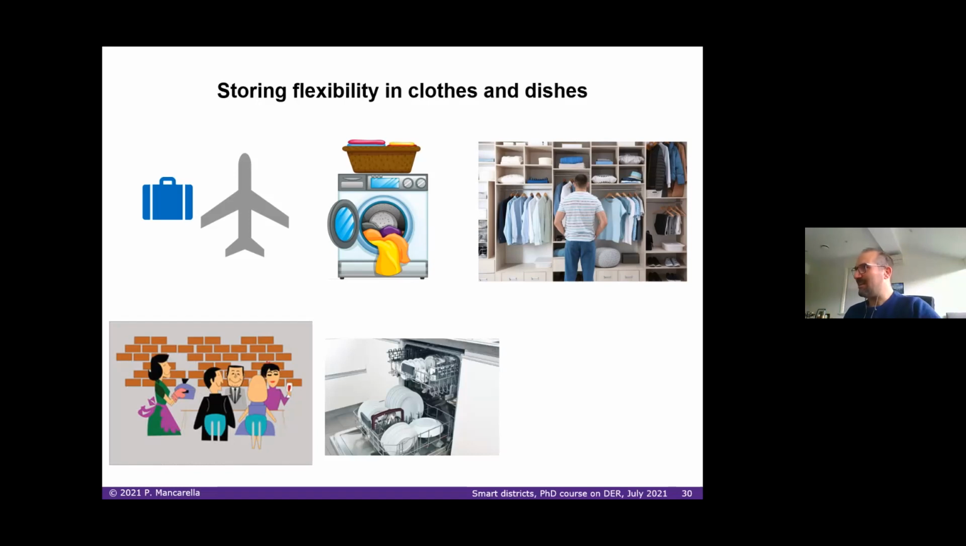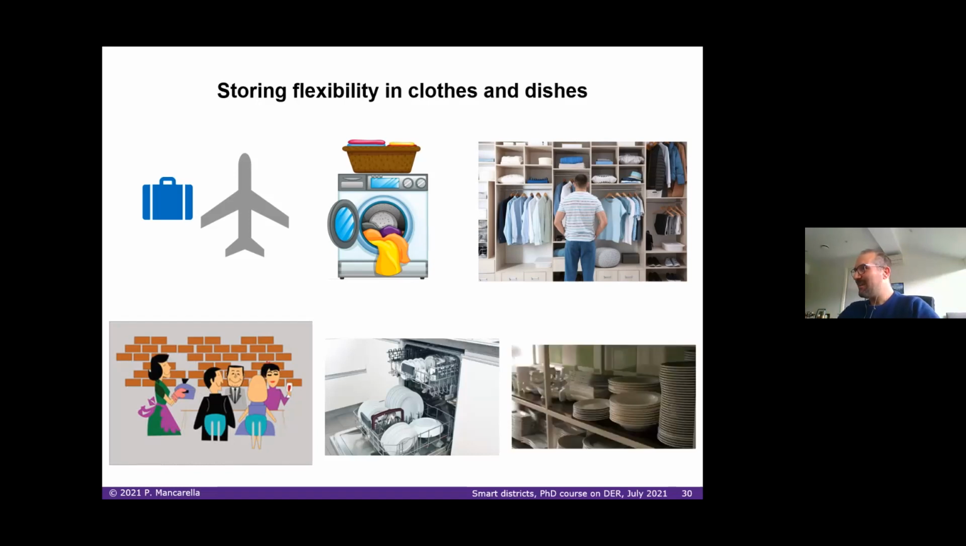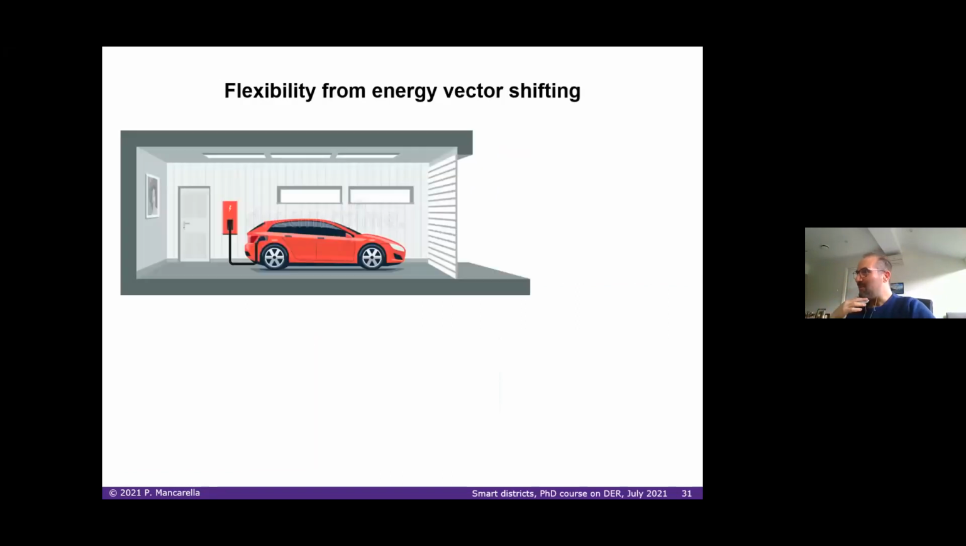Well, I think you understand where I'm heading now. What if you have a big store of dishes? Actually, you don't really care whether you have lots of dirty dishes, because if you can access more and more of these dishes, then again you enable flexibility. So again, this flexibility is not coming from electricity storage. It's coming from other forms of storage. In a very similar way, we can look at this in terms of energy vector shifting, another form of flexibility.